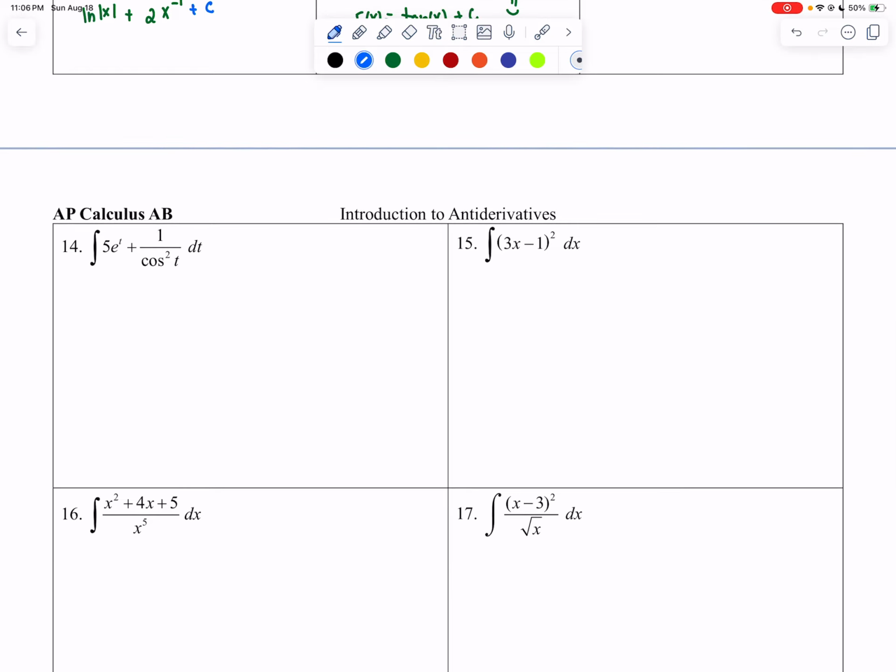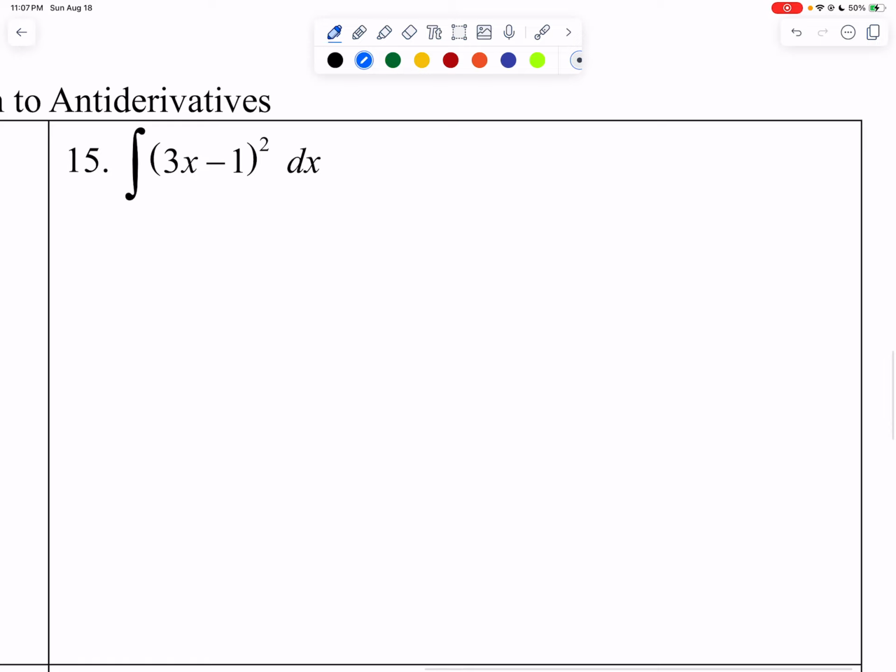All right, so something like number 15 here, where we have 3x minus 1 square. I don't have any ways to integrate this right now or special methods. We'll look at u substitution in a couple of days, but right now we don't know what u sub is. So what we're going to do, unfortunately, is expand this out and then take the antiderivative of each term by using the power rule for antiderivatives.